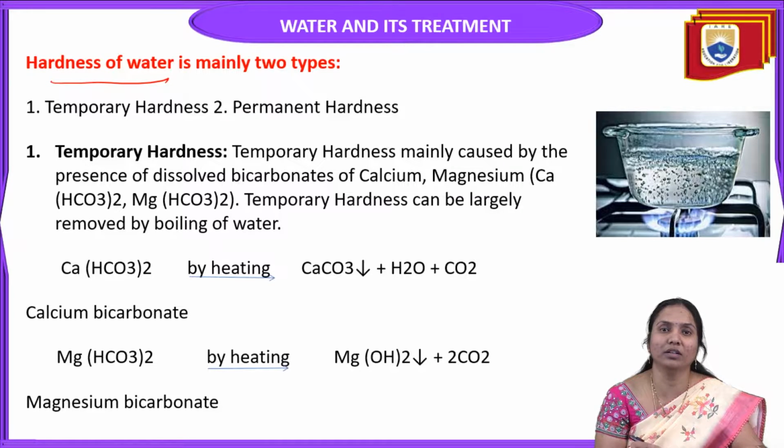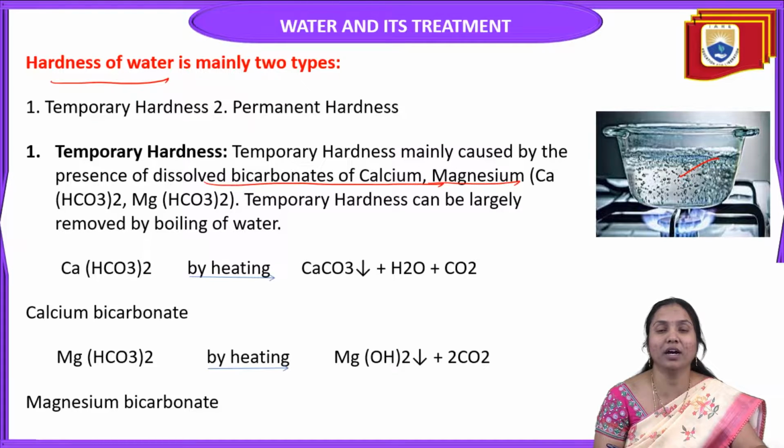Hardness of water is classified into two types: temporary hardness and permanent hardness. Temporary hardness is mainly caused by the presence of bicarbonates of calcium and magnesium in water. That water is considered to have temporary hardness. It can be easily removed by boiling.